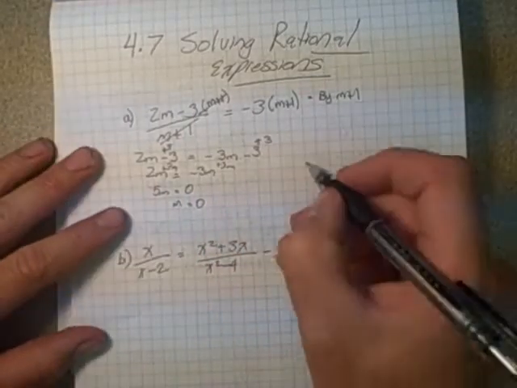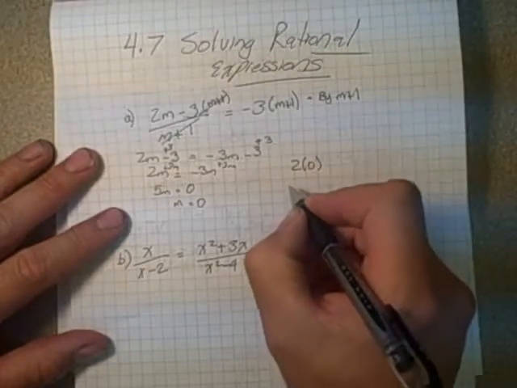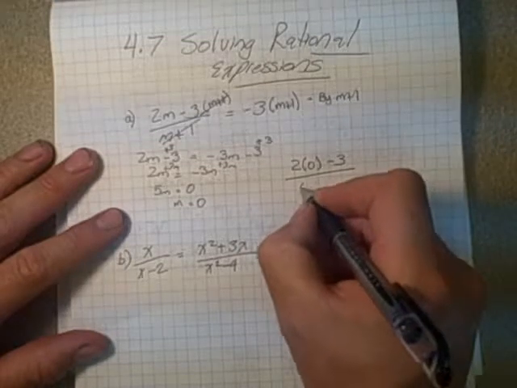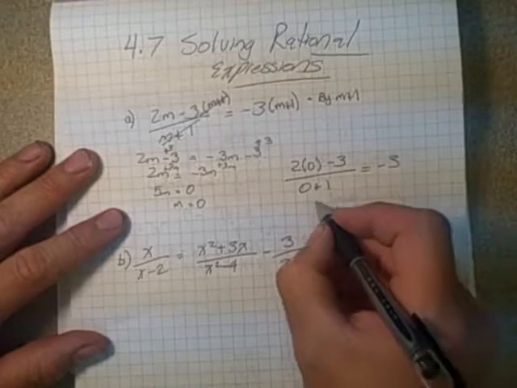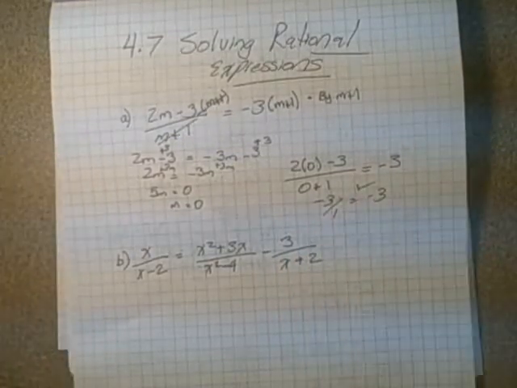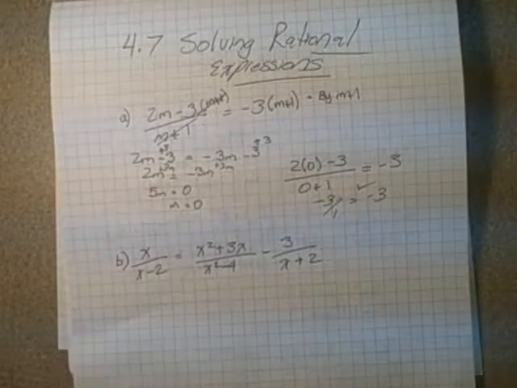So let's do a quick check. So 2 times 0 minus 3 is equal to 0 plus 1, and that's supposed to equal negative 3. So negative 3 over 1 is equal to negative 3, checks out. Okay, I'm going to slide up my field of view for a more complex example now.